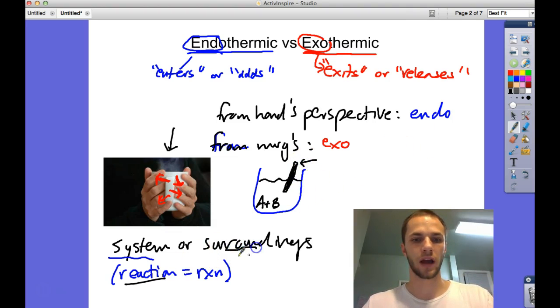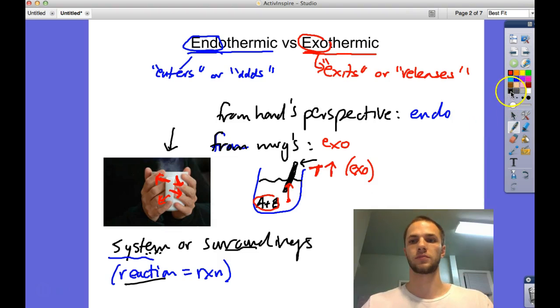It's part of the surroundings. It's not part of the system. So if we see the temperature increase, that means energy or heat is going from the reaction, A and B, into the thermometer, which is causing the temperature of the thermometer to go up. So if temperature increases in a reaction, that reaction is exothermic. That's the first big thing to know.